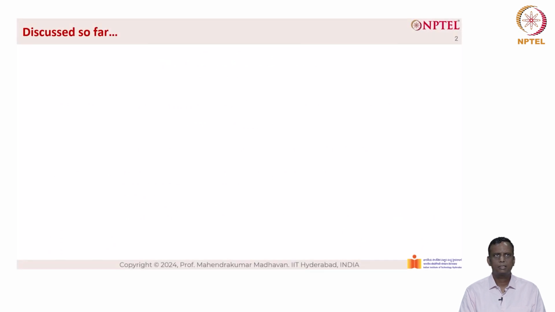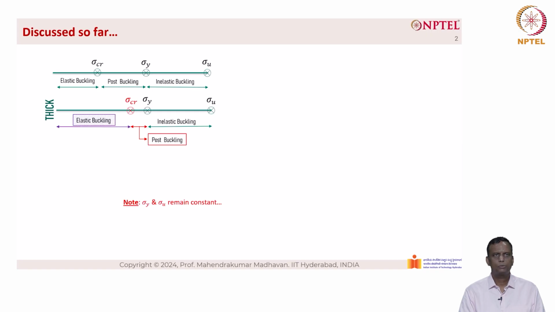Before we go further, let's discuss what we have studied in the previous classes. So, we talked about elastic buckling, post-buckling as well as inelastic buckling, where the elastic buckling sigma critical is geometry dependent, and sigma y and sigma u, which define the post buckling as well as the inelastic buckling, are a material property and independent of the geometry. So, if the plate is very thick, then the elastic buckling is more. As you can see, there is a shift in sigma critical leading to more elastic buckling and lesser post buckling, the region between sigma critical and sigma y.